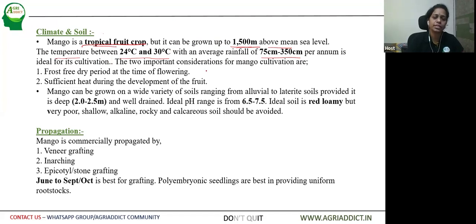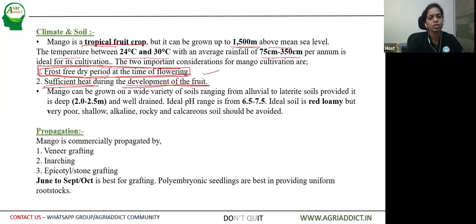The important considerations for mango cultivation: the main thing is a frost-free period at the time of flowering, which is a basic necessity for mango cultivation. That may be a problem in the northern parts of the country. That is the reason why flowering is delayed in most of the North Indian states. Then the second one is that sufficient heat is required for the development of the fruit.